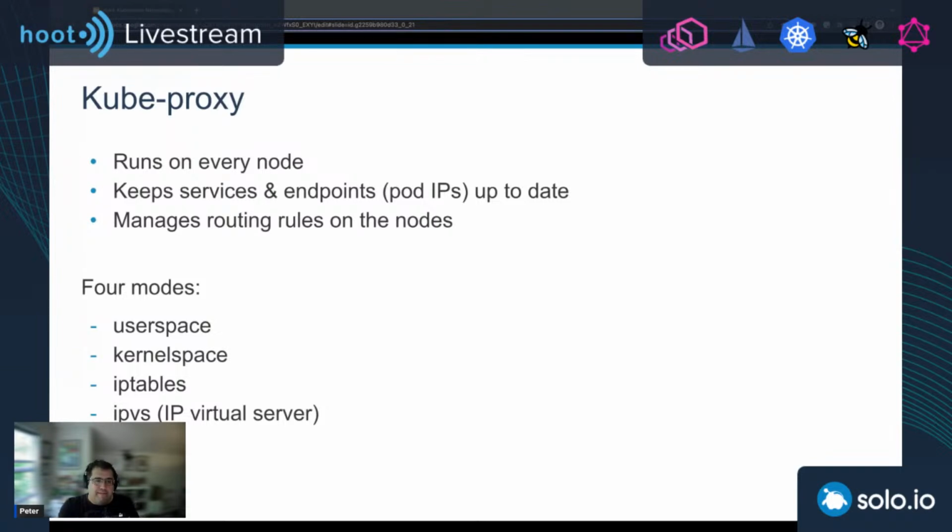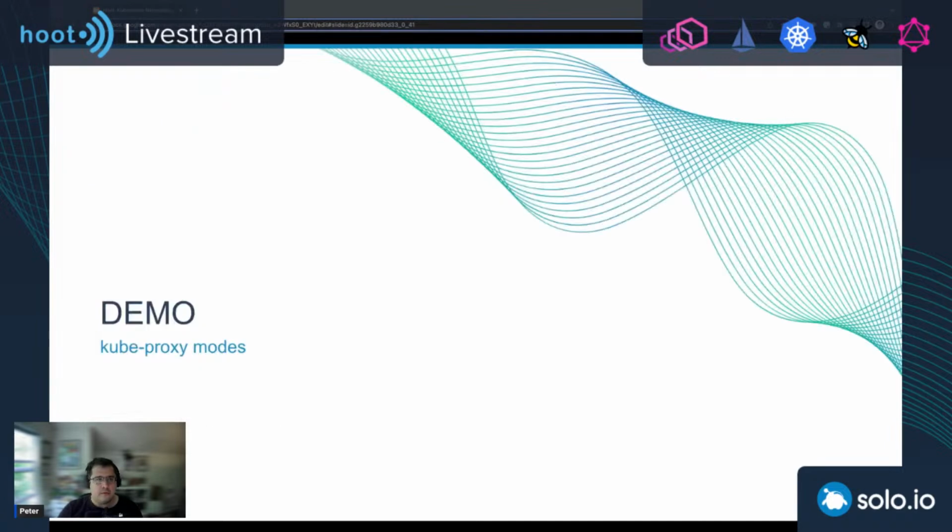Now, IPVS mode still uses IP tables. However, when we're in the IP tables mode, all the changes are made in the IP tables. Whereas when we're using IPVS mode, the IP tables just consult the IPVS for any moving parts, right? So all the moving parts are basically stored in the IPVS side. All right, so let's go to the demo.